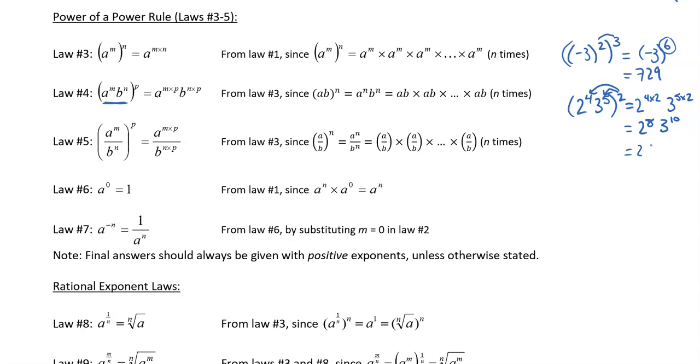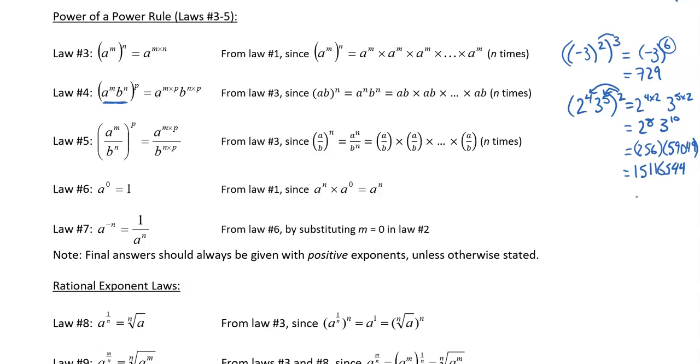This gives us 256. Notice we can't add 8 plus 10 because they don't have the same base. This is 256, and then 3 to the power of 10, not 30, it's 59,049. And so if we multiply those two things together, we get an answer of a very big number, 15,116,544. So 15,116,544 would be our final answer there.